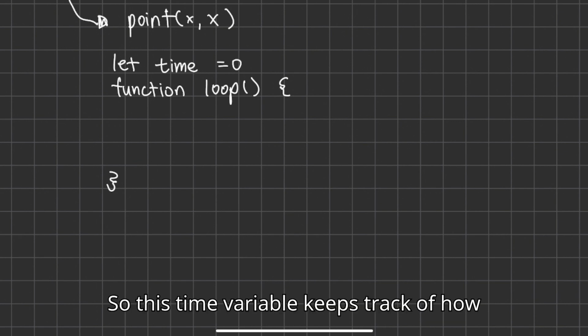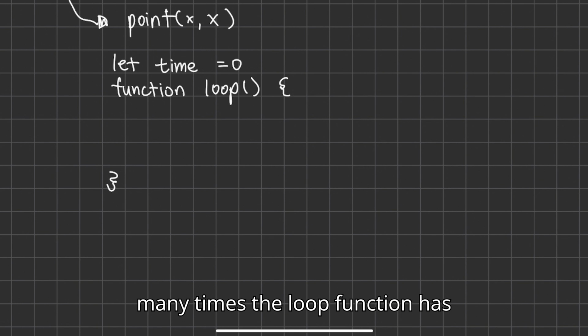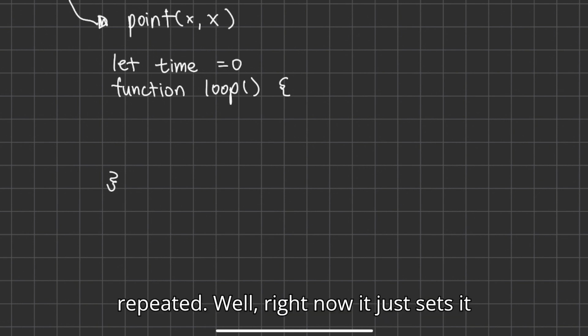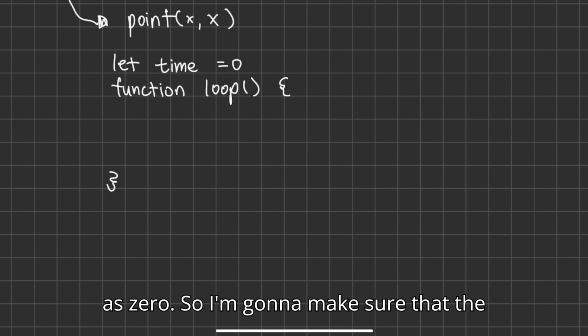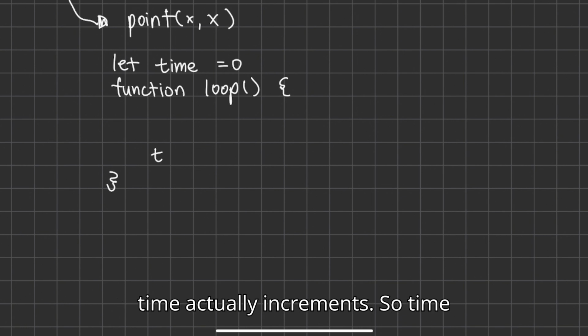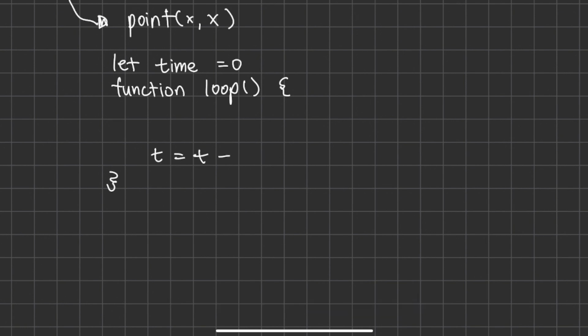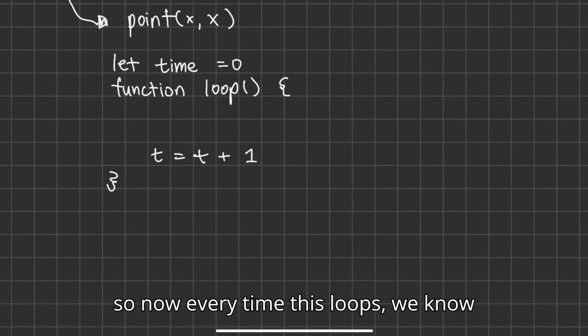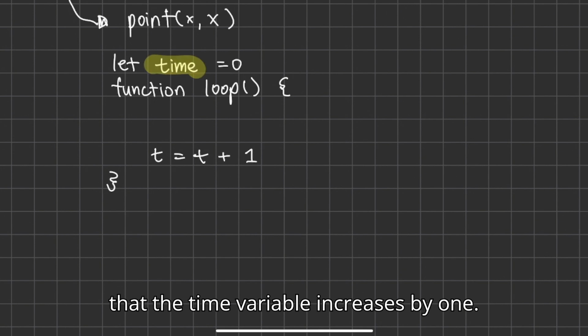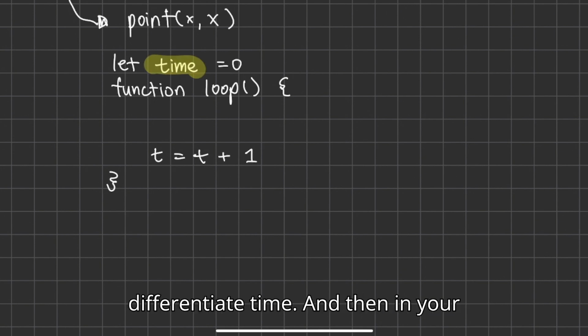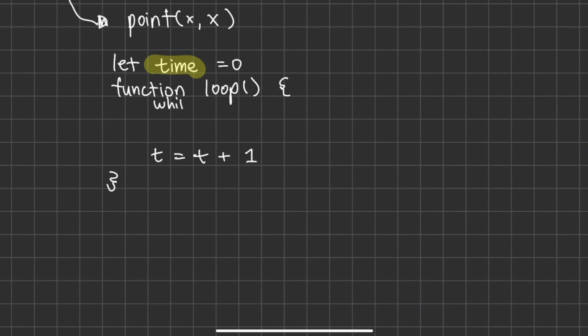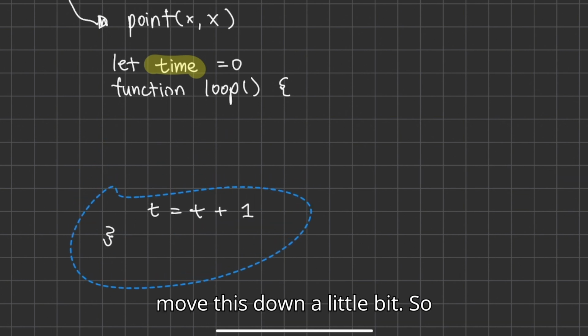So this time variable keeps track of how many times the loop function has repeated. Well, right now it just sets it as 0. So I'm going to make sure that the time actually increments. So time plus 1. Okay, so now every time this loops, we know that the time variable increases by 1. So you can use it to differentiate time. And then in your while loop, you can have while.